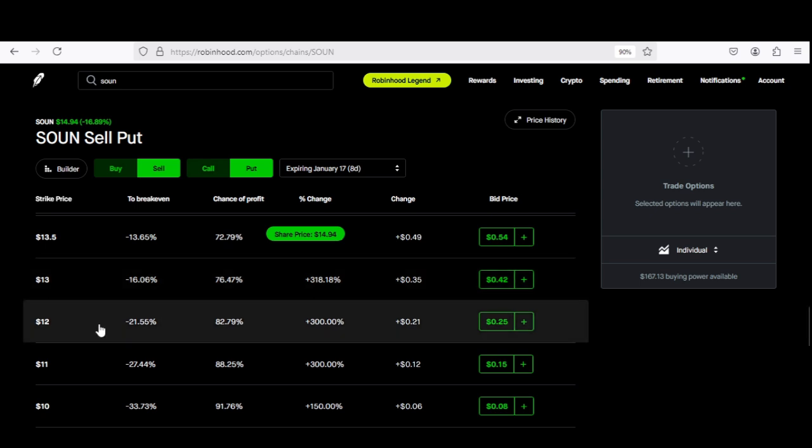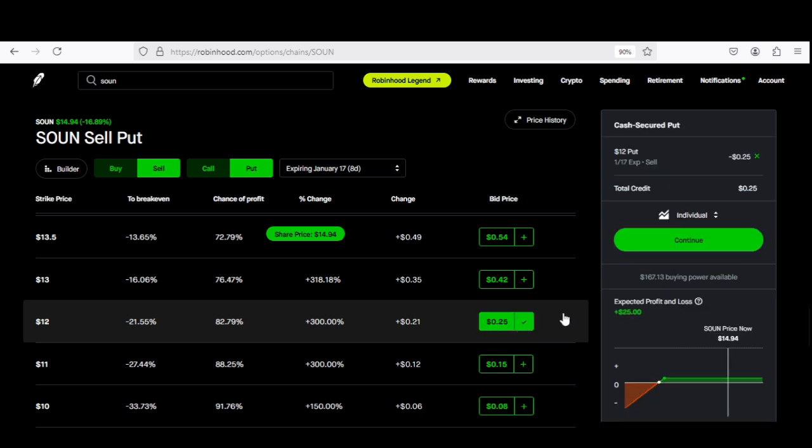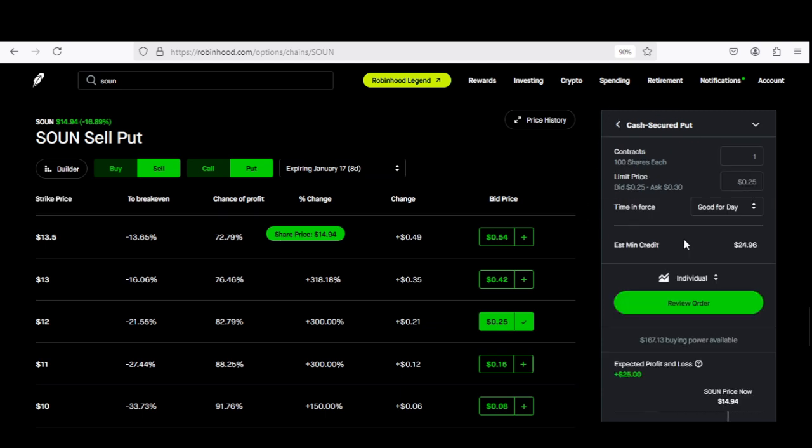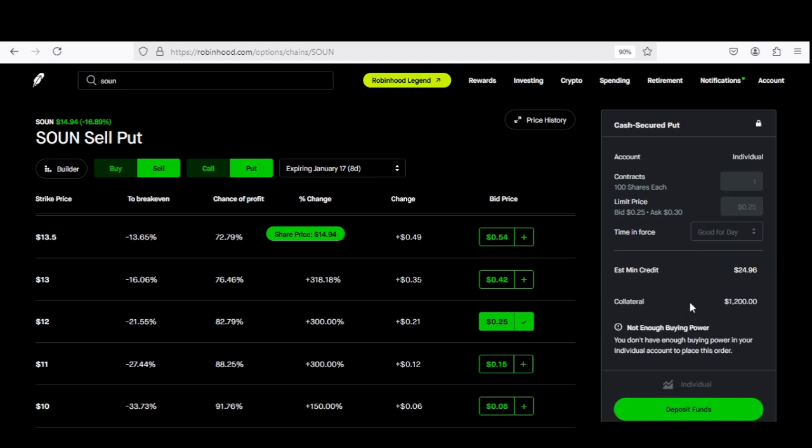Now, with the $12 strike price, I'm going to be receiving 0.25 or $25. Once again, each option contract is multiplied by $100. So the strategy I'll be using on Sound AI is going to be the cash secured put. We're going to hit continue, we're going to hit review, and now we're going to see what our percentage return is going to be. So we're simply going to divide $25 by $1,200, and that should give you around 2%, I believe.